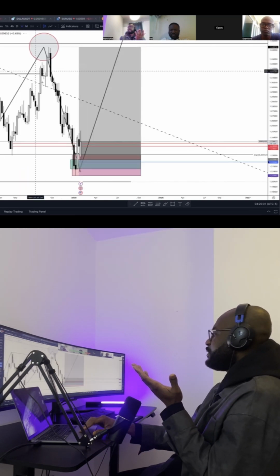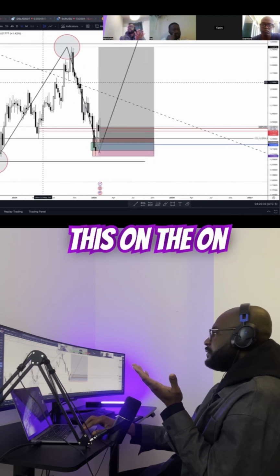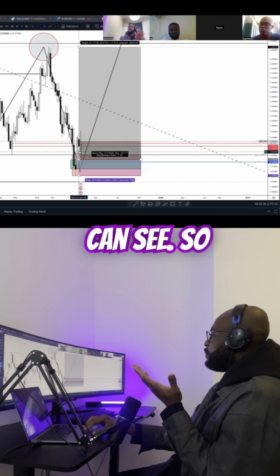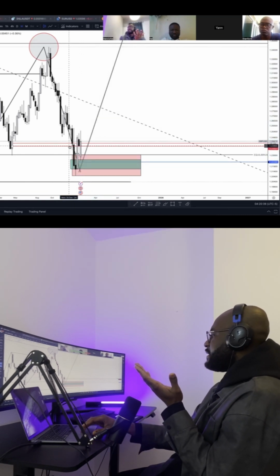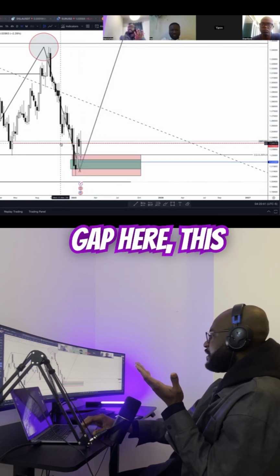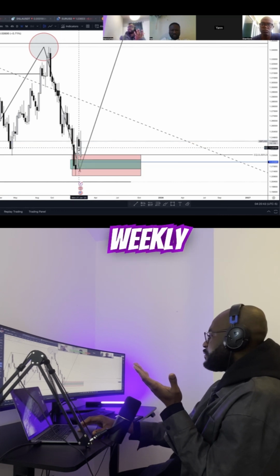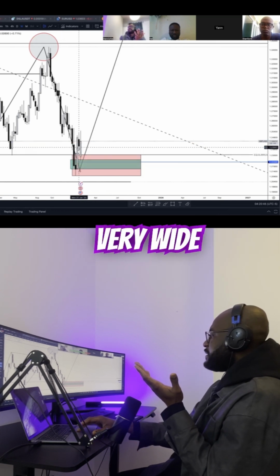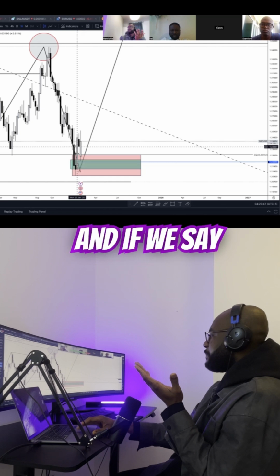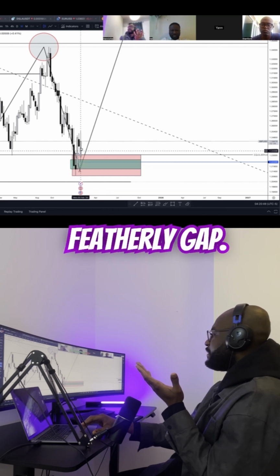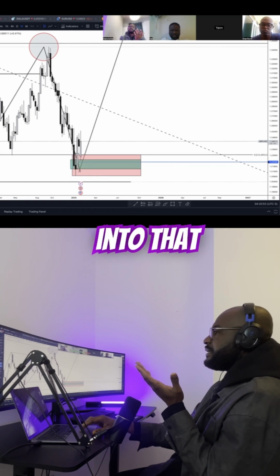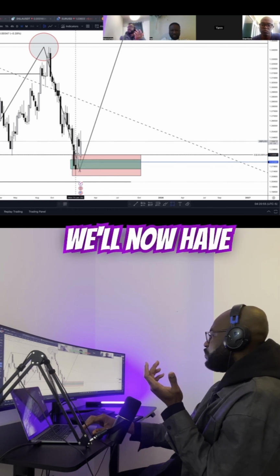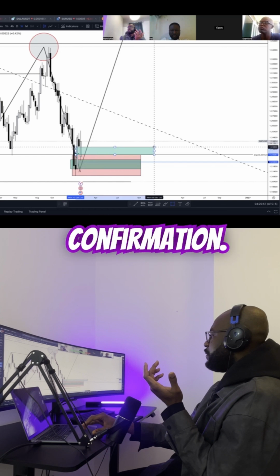Because if we look at this on the weekly time frame, we can see, so let me remove this. On the weekly time frame, we can see there's this fair value gap here, this weekly fair value gap. Now, this is a very wide fair value gap. And if we say, okay, we want to use this fair value gap for the trade entry, that means price coming down into that fair value gap. We'll now have to wait for a confirmation.